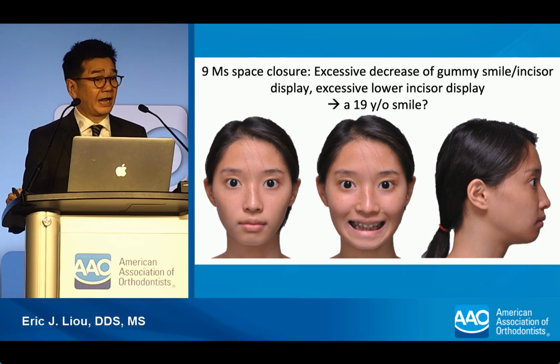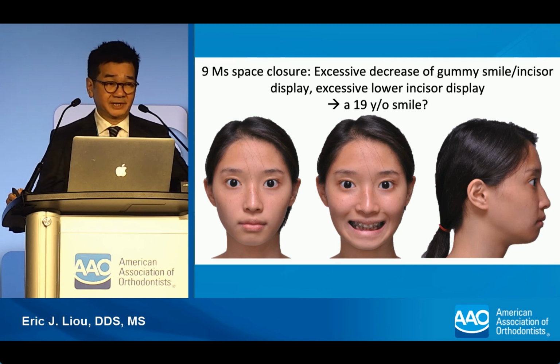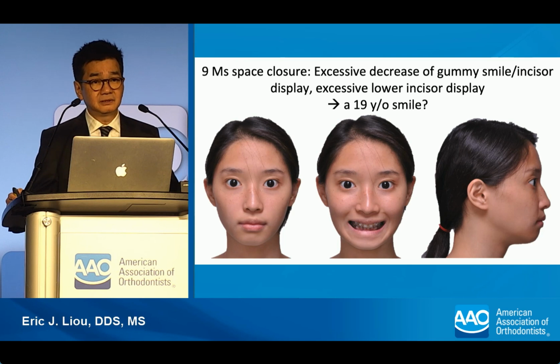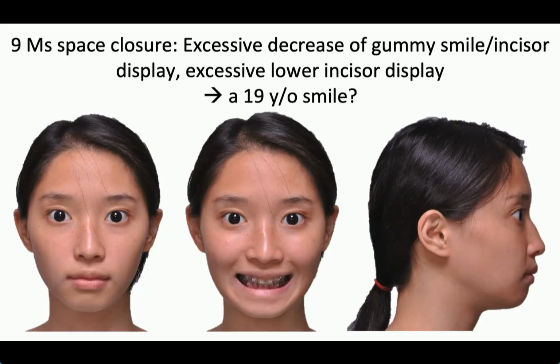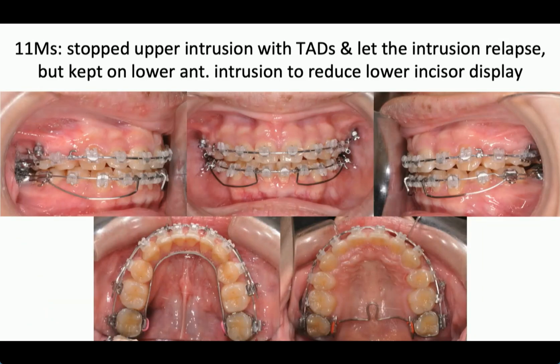A good smile for her age should have full crown display with 2 millimeters of gingiva display. That would be a youthful smile. For me, this is a little bit of an older smile for her age. So what I did was remove the intrusive lever arms in the upper arch so that I could let the upper incisors relapse, extrude again by themselves. At the same time, I kept intruding the lower incisors because I would like to decrease the upper incisor display as little as possible to give her a youthful smile.